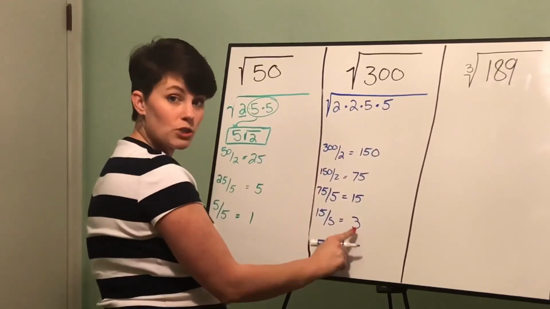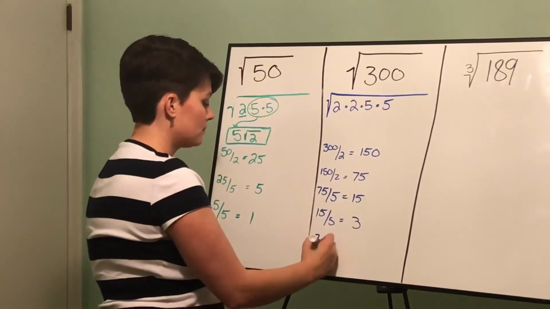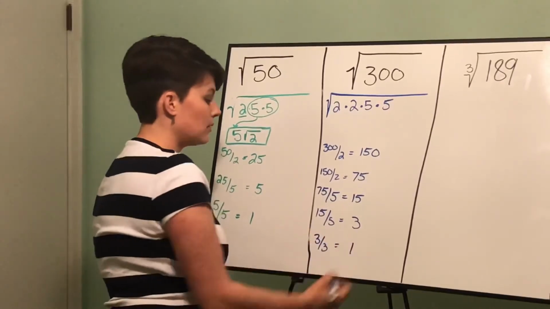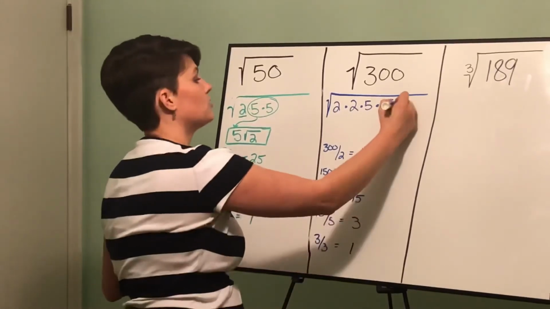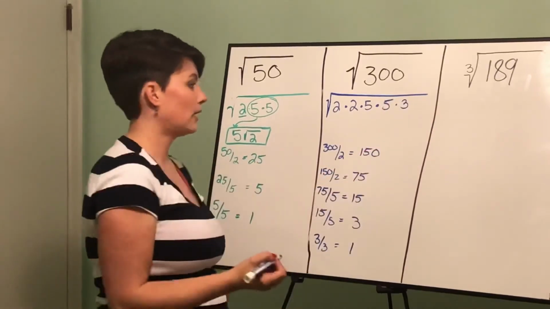3, got to divide it one more time. 3 is a prime. And it's going to give you 1, and I'm done. So let me show that I divided out a 3.